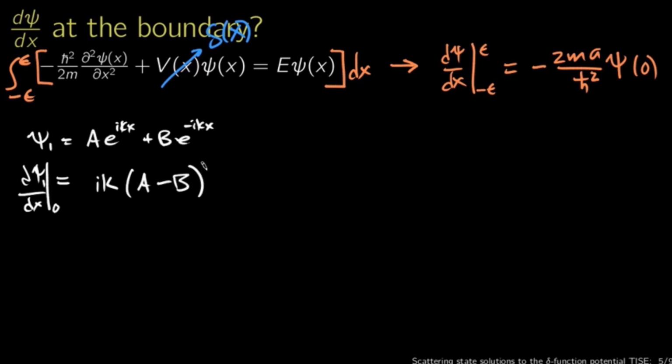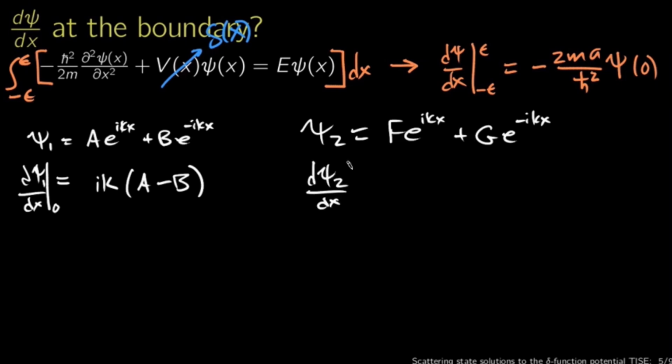I can do the same sort of thing for psi2, which was equal to f e to the ikx plus g e to the minus ikx. When I take the first derivative of this, d psi2 dx, and evaluate it at the boundary, I'll end up with ik times f minus g, by similar reasoning.